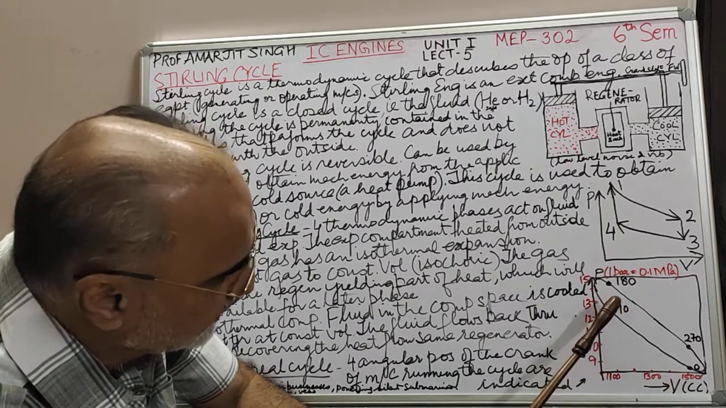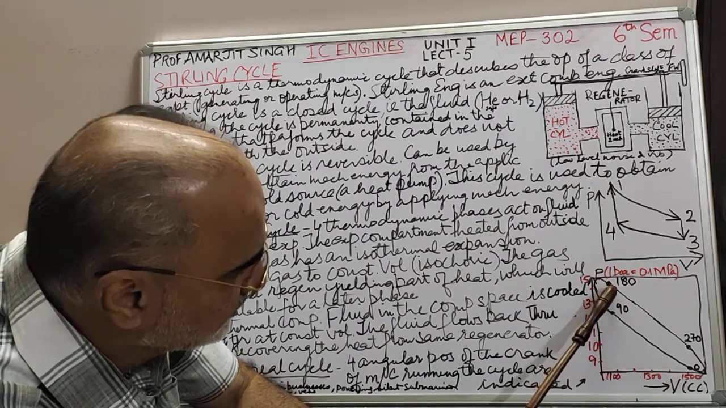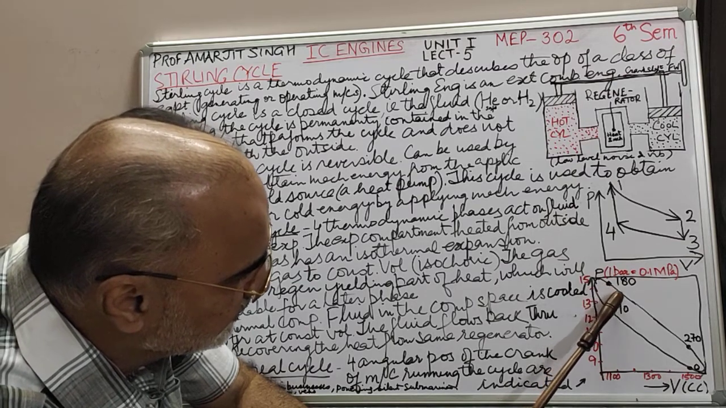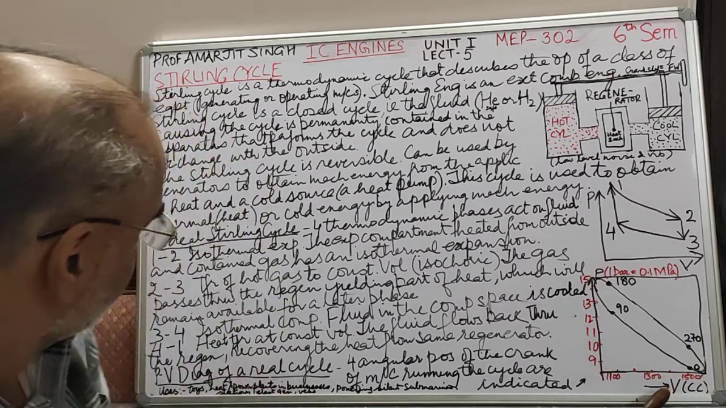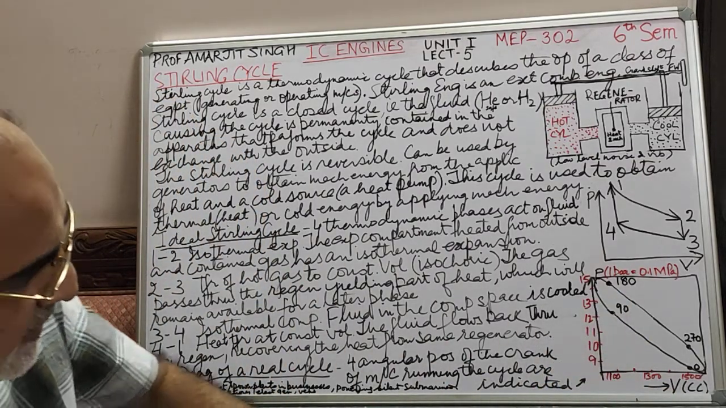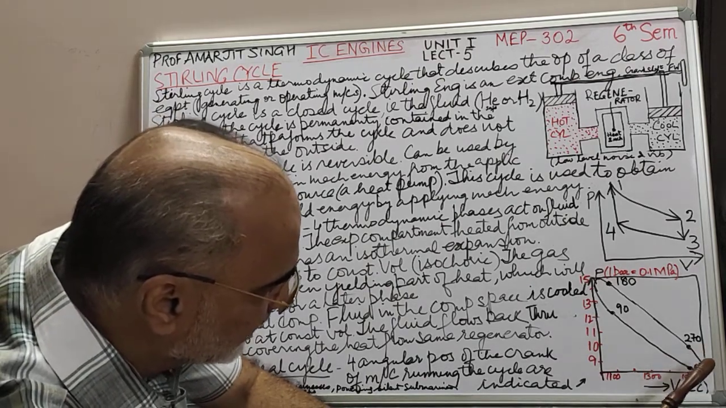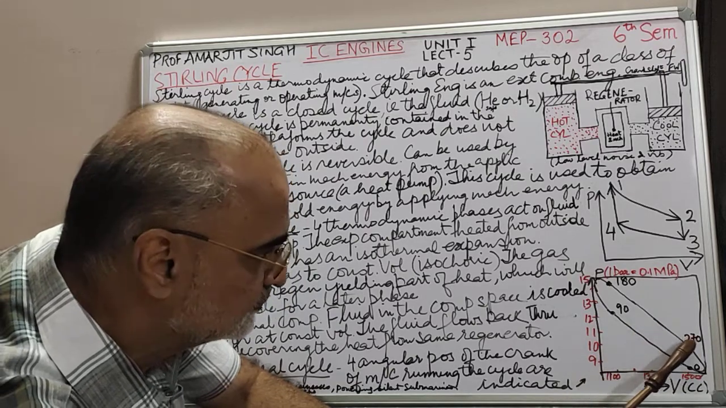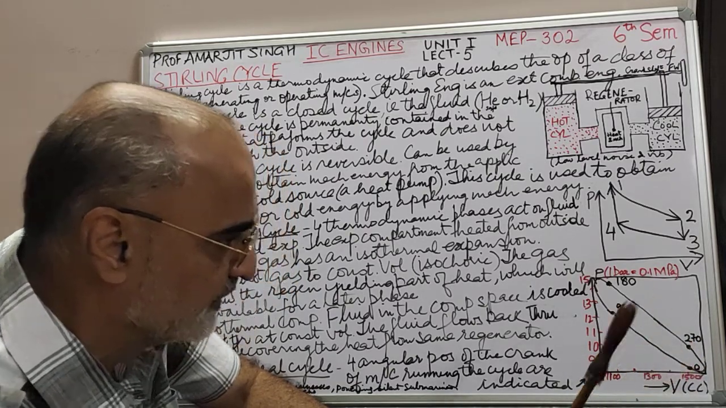Here you will see that 1 to 2 starts from here. 1 to 2 is isothermal expansion, heated from the outside, and then 2 to 3 is at constant volume, which means you come here, this is constant volume, this is 2 to 3.